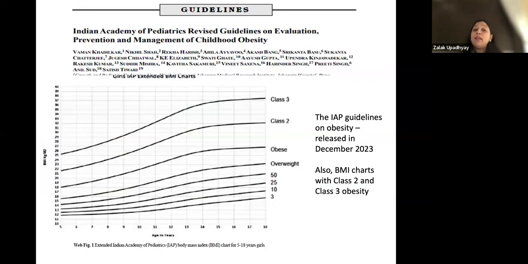Also, when we talk about BMI, we know that these days overweight and obesity is increasing too much in children. So IAP guidelines have come up on obesity in December 2023. Very good guidelines. You should definitely read it. But they also show class 2 and class 3 obesity. So even that has been given here because we see a lot of obese children these days. So it's not only about overweight or obese, but it's also about class 2 and class 3 obesity, the comorbidities, the metabolic complications, and then we decide whether to give medications or lifestyle modification. How do we screen? How do we treat? So this is also very important.